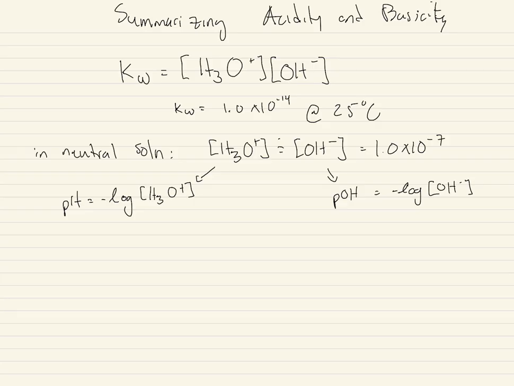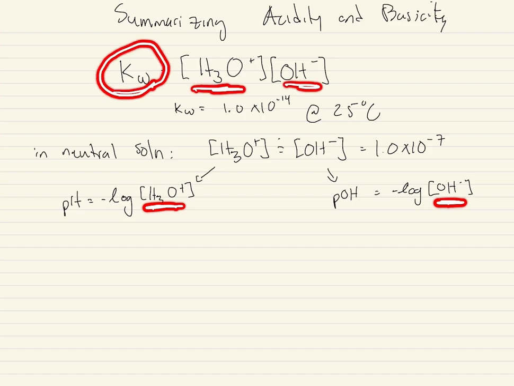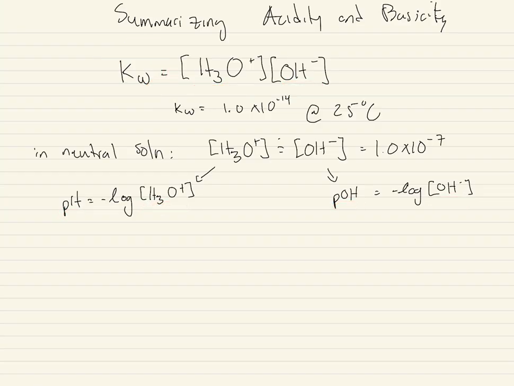And because these concentrations are related to each other by this equilibrium constant, that means that the pH and the pOH have to be related to each other as well. And so we showed that these can be related to each other because the pOH plus the pH is equal to 14.